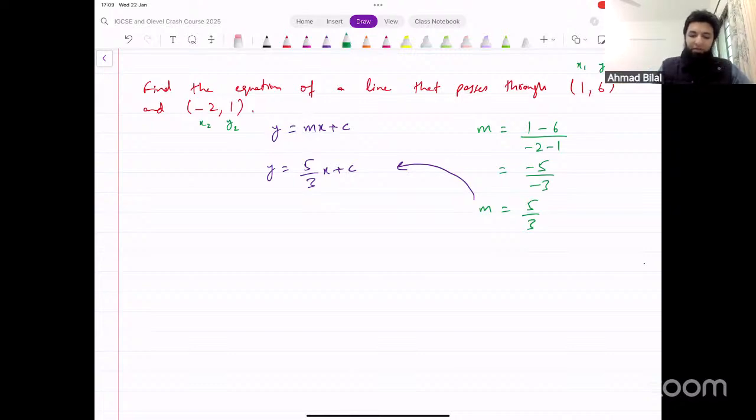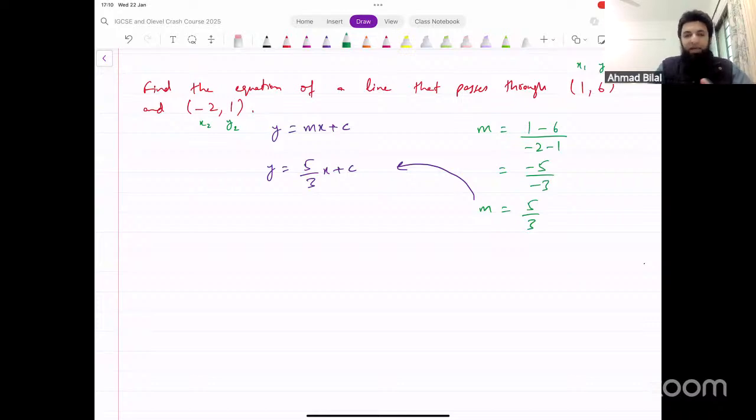How do you find the point c? Again, you've got 2 points, (1, 6) and (-2, 1). Both of these are points that lie on the line. Now, what do we know about points that lie on a line? They must satisfy the equation of the line.